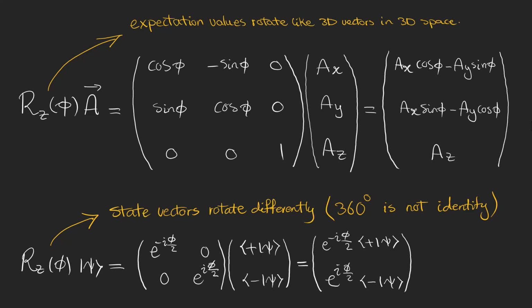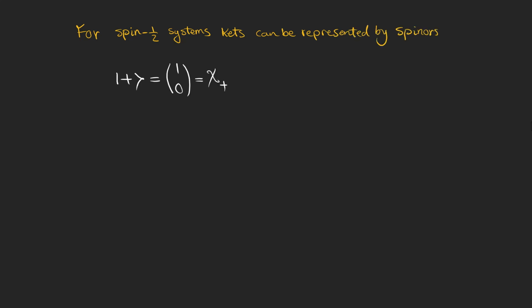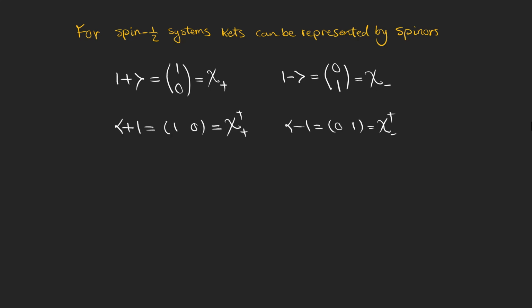However, for expectation values, this minus sign disappears as we use the ket and its corresponding bra, and the effect of the phase disappears. For spin-half systems, kets can be represented by spinors. This plus ket can be written using this spinor, which can be represented by a column vector, and the minus ket can be written using another spinor. Also, bras can be represented using Hermitian conjugate of the same spinors.